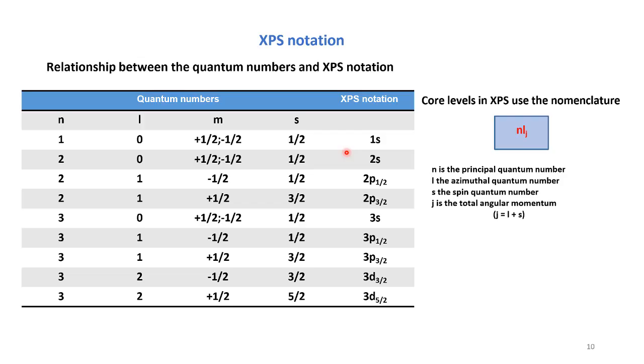So these are the notations for different elements. We have different notations for those, and they depend upon the principal quantum number, the spin quantum number, and also the total angular momentum. These need to be considered when we are talking about the spectroscopic notation.